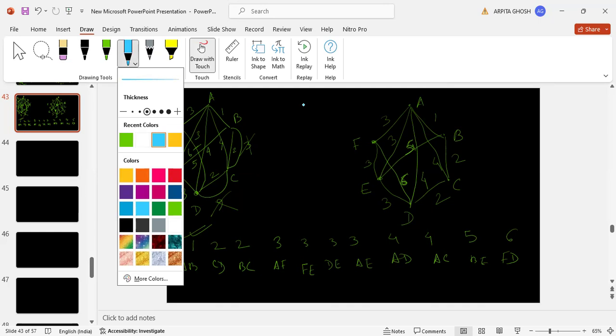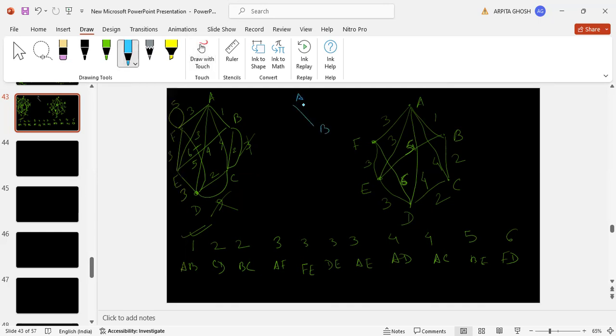So we are first joining A with B. AB, that's the first step. Then CD, 2 units. That's the second one. BC, that is also 2 units. AF, 3 units. FE, FE is your 3. We need the number of edges to be 5: 1, 2, 3, 4, 5. We have got the shortest spanning tree, and the weight of the tree is 2 plus 2 plus 1 plus 3 plus 3.